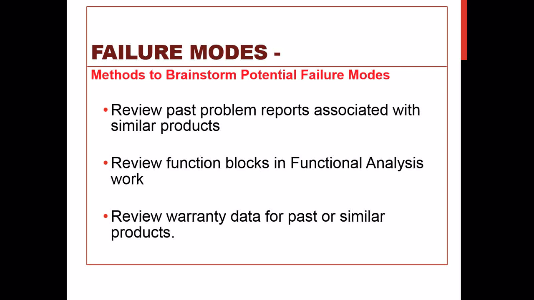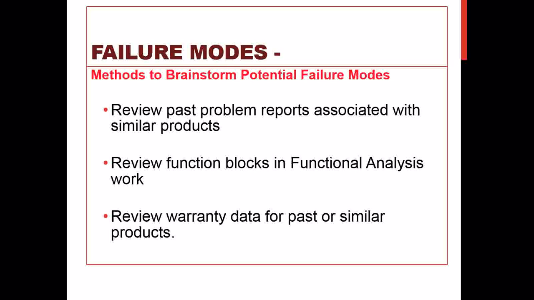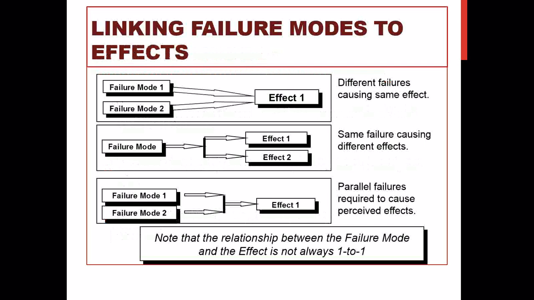Methods that we can use to find failure modes, though. We can take a look at past problem reports with associated similar products. We can also look at warranty data of similar products. A great source of that these days with the internet is to go look up blogs by customers on particular products. There's all sorts of blogs out there related to automotive warranty, consumer products warranty like washers, dryers, refrigerators, and such. So there's a lot of different information you can get out there.